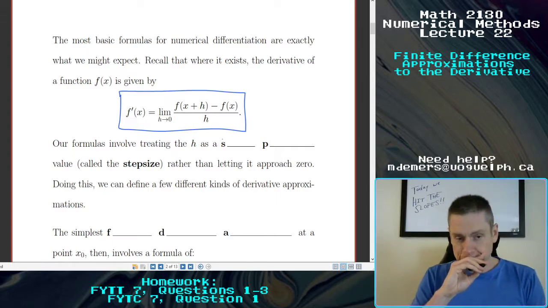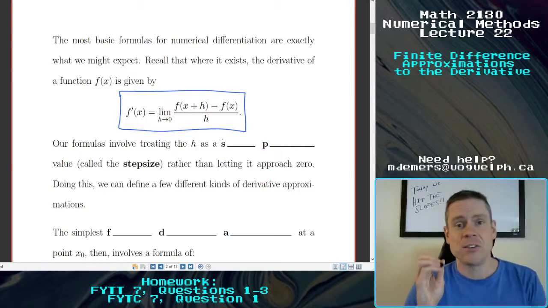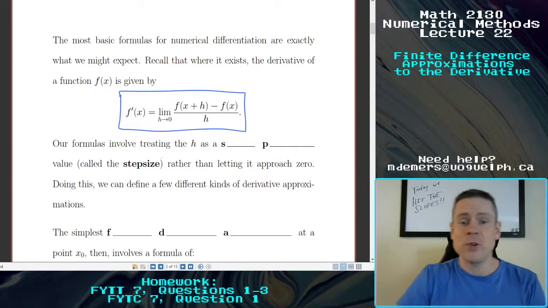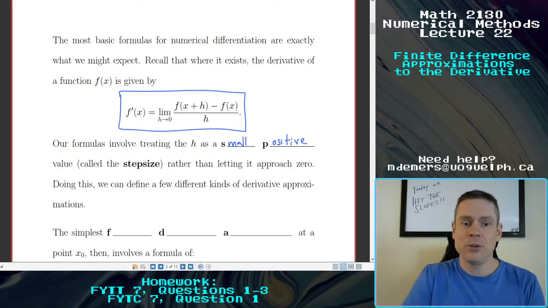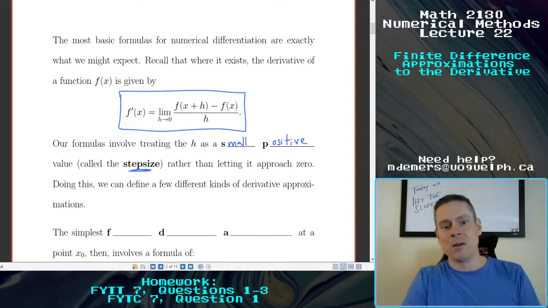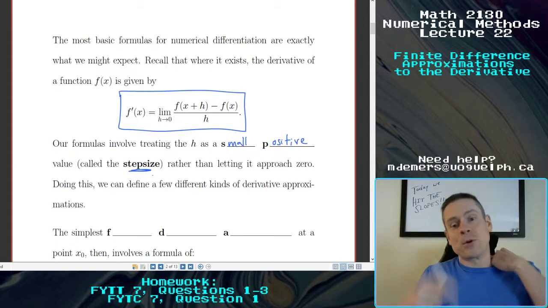Okay. But what this does, what our numerical differentiation schemes do, is they treat the h as a small positive value. We'll call it the step size. One word or two, I don't really care, whatever. Rather than letting it approach zero.